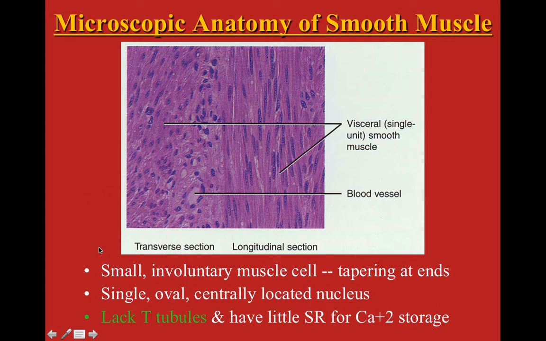It's a small involuntary muscle cell. They taper at the ends. They're smooth in shape. That's why we call them smooth muscle. They're single, oval. They have one centrally located nucleus. They do not have T-tubules, which means they don't have the same structure as cardiac muscle and skeletal muscle. And they have very little sarcoplasmic reticulum for calcium ion storage.